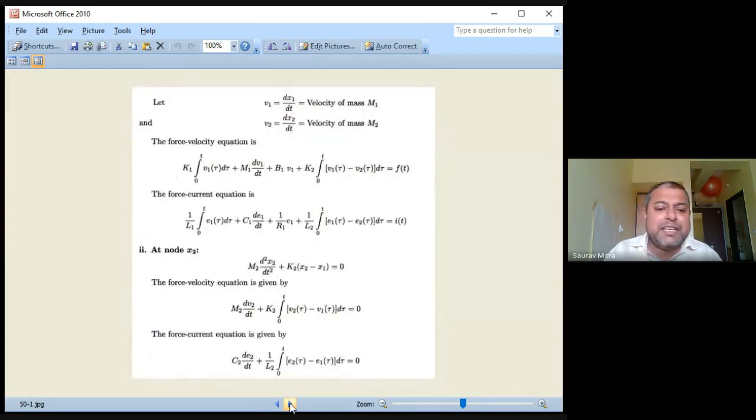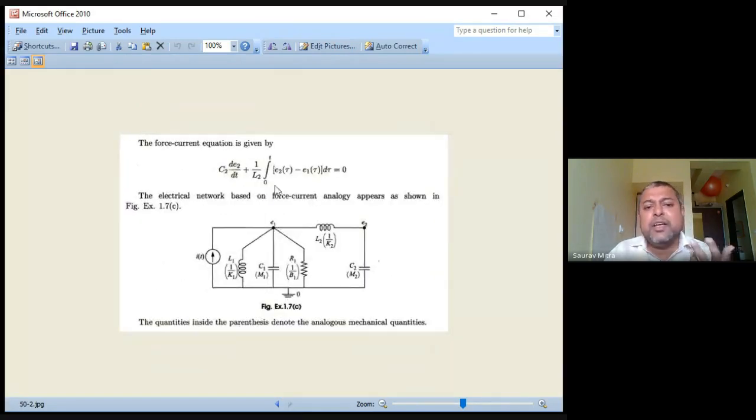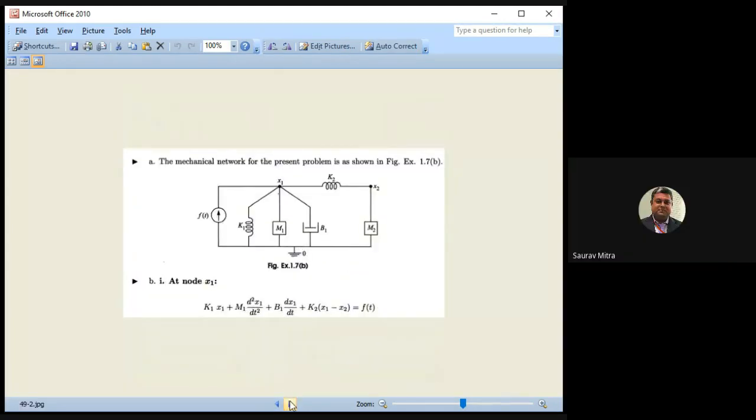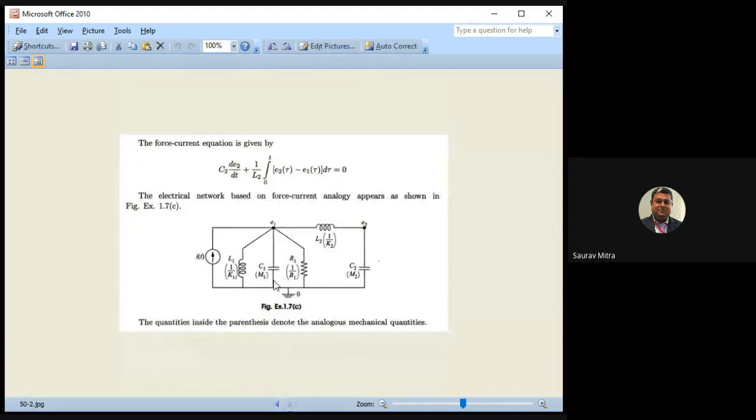And then the equivalent electrical circuit, and all those things. They are writing all the equivalent nodes and everything. So you can see this is the FI analogy that they have drawn. This is very important. In the first case it was the FV analogy, the numerical we had solved. This is the FI analogy.